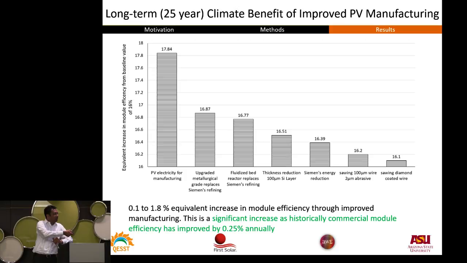Actually, one of the scenarios looked at 100 μm thickness. So that itself gives you almost 0.5% increase in terms of module efficiency, if you reduce it from 180, that's now prevalent, to 100. So if you're going to thin film, 5 microns and 10 microns, the benefits are much, much greater.